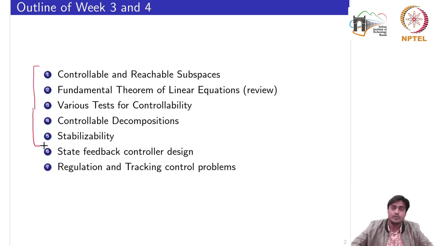The first 5 bullet points basically talk about controllability overall. The last 2 points, 6 and 7, are where we study the problem of feedback controller design, and we would also see regulation and tracking control problems as a part of week 4.